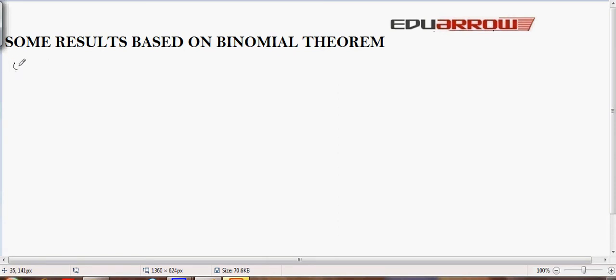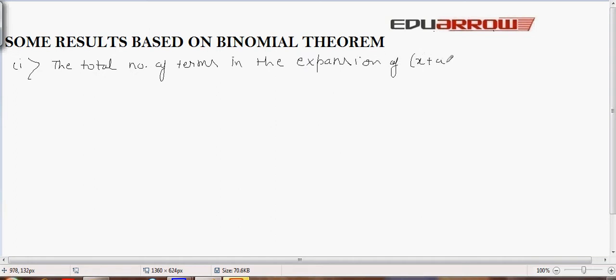First result is the total number of terms in the expansion of x plus a raised to n is n plus 1.